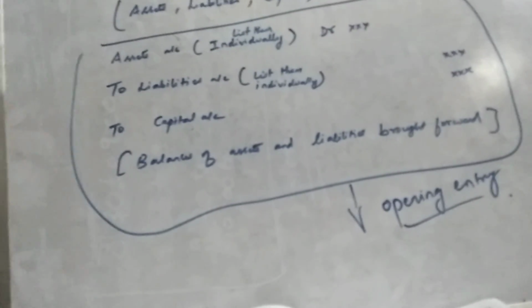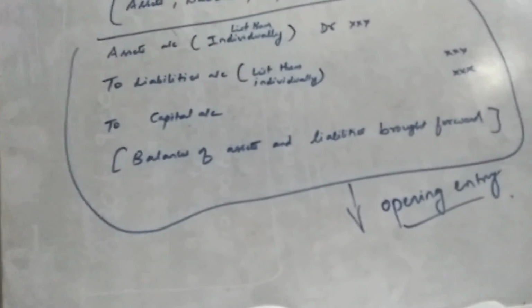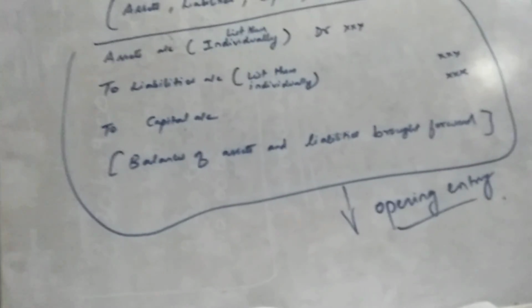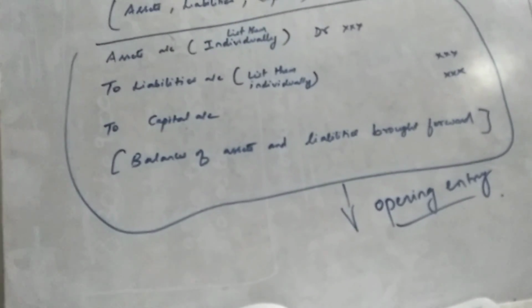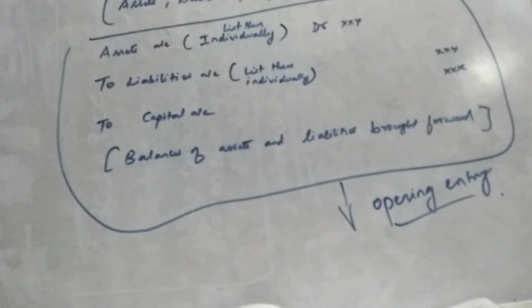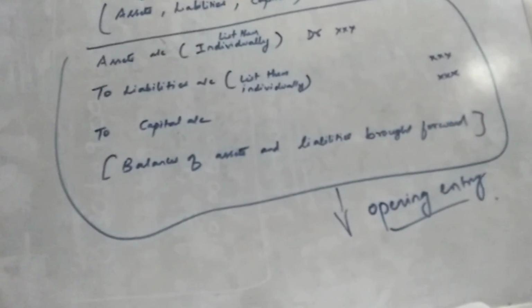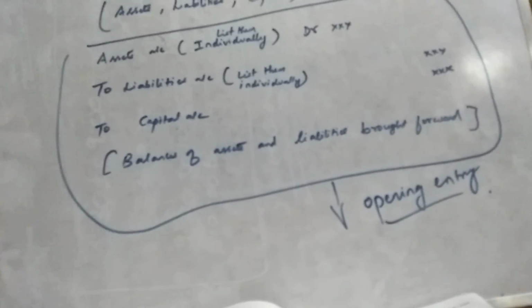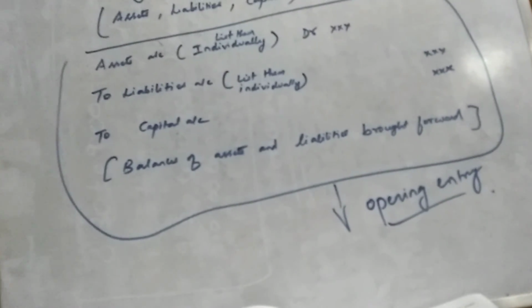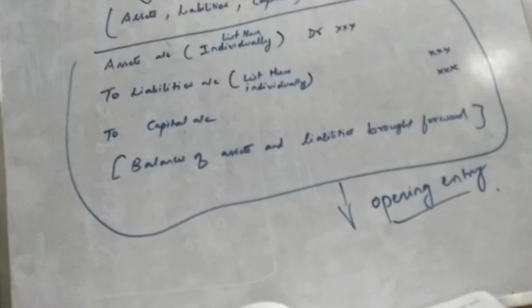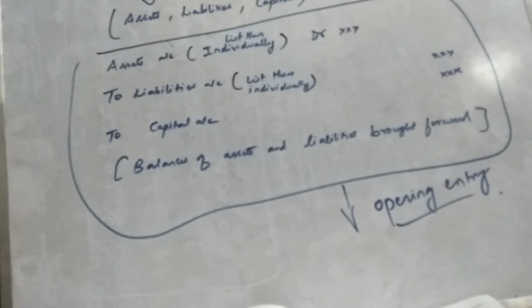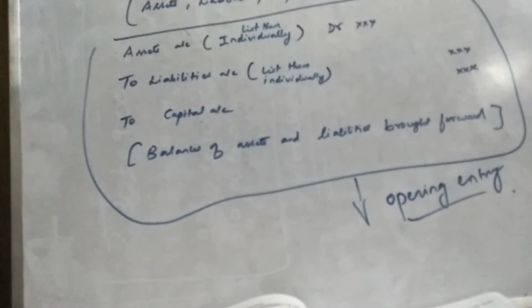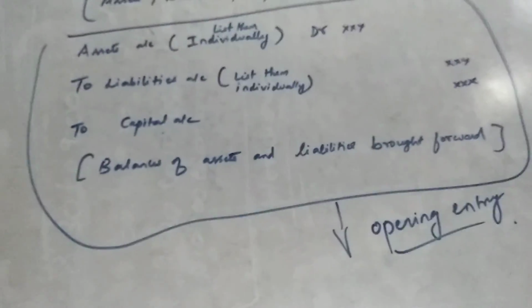In case of an existing business, an opening entry is made at the beginning of the accounting period. The accounts which are not closed in the previous year are brought forward. What are those? Assets, liabilities and capital. So you are bringing those assets, liabilities and capital to the next accounting year. This is called an opening entry.